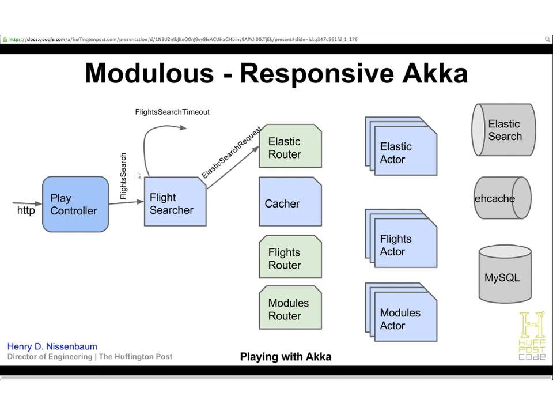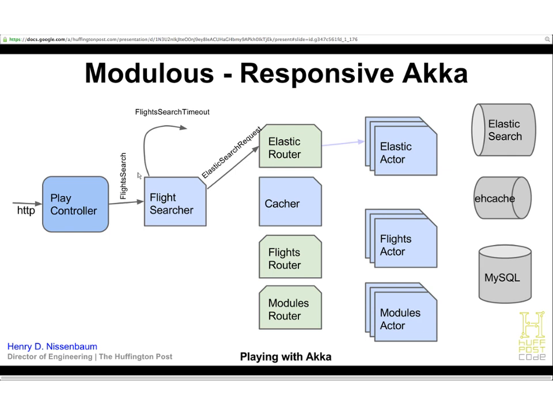What the flight searcher does is it starts off by making a request to the Elastic router, by which it gets access to the Elastic actors. At the same time, you'll notice it actually sent a flight search timeout message to itself. We'll come back to that later and see what that means and how it gets used.